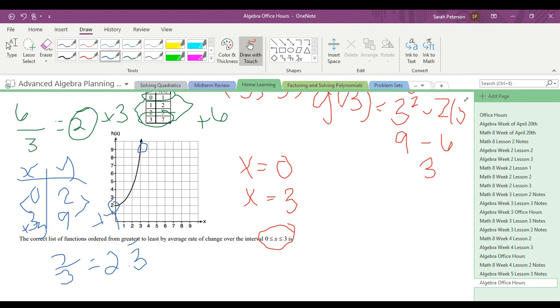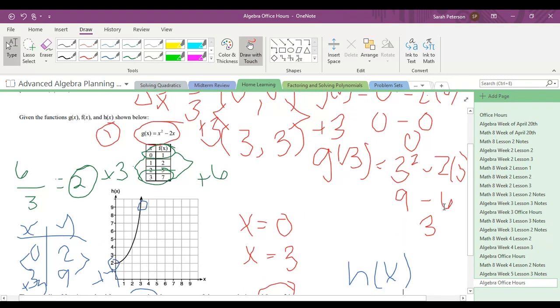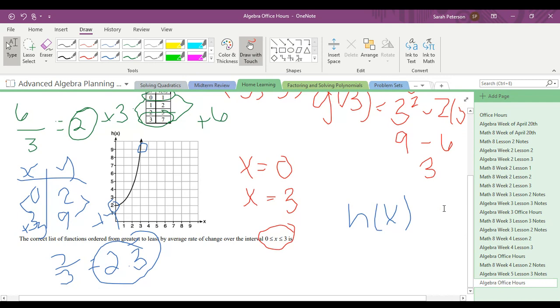And then I can put my functions in order. 2.3 is the greatest, which means h of x is going to be on top. Then just look at your other two functions, which is greater, f of x or g of x, and list them in order from greatest to least. Hope that helps.